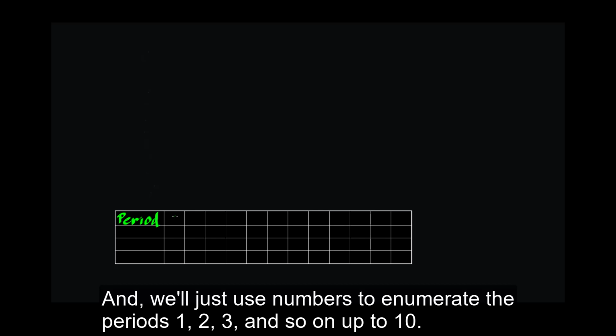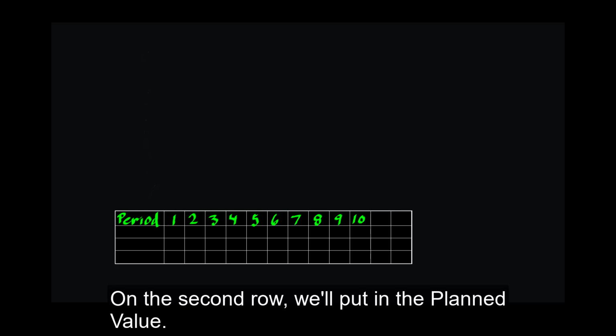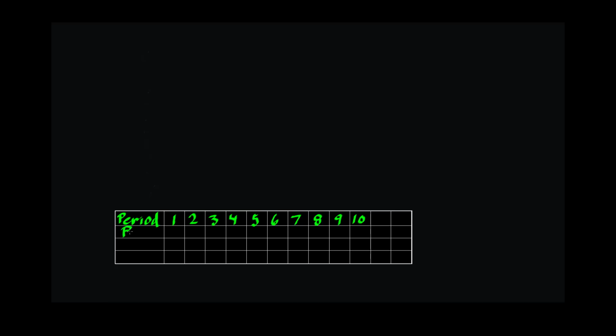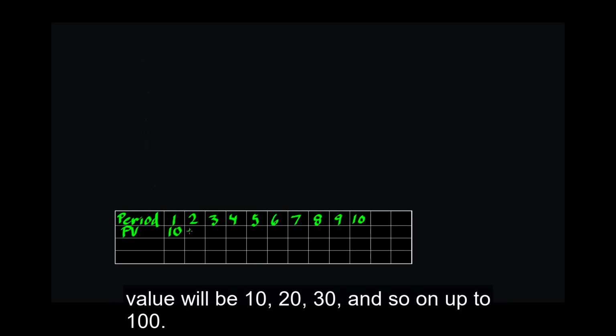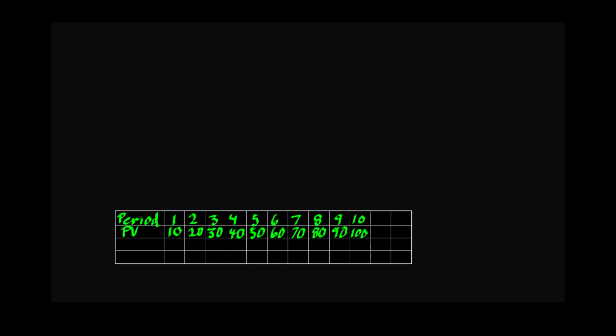We'll label the first row as period. And we'll just use numbers to enumerate the periods. 1, 2, 3, and so on, up to 10. On the second row, we'll put in the planned value. Let's say that there are $10 of value planned for each month. So the cumulative value will be 10, 20, 30, and so on up to 100 in period 10.